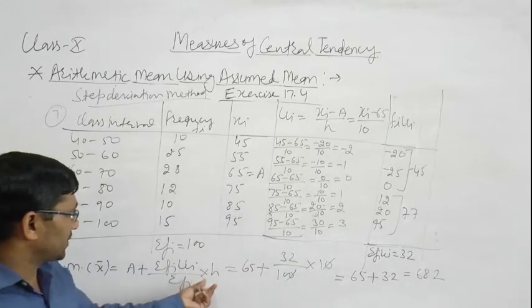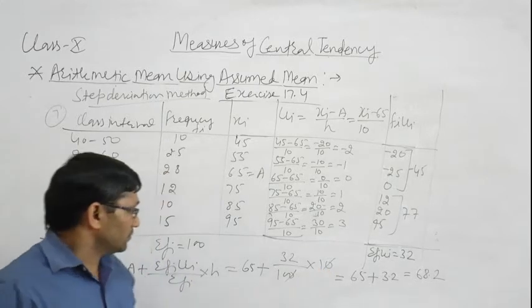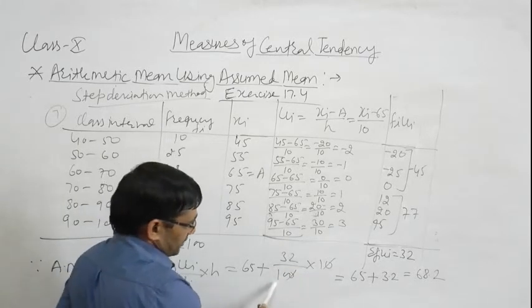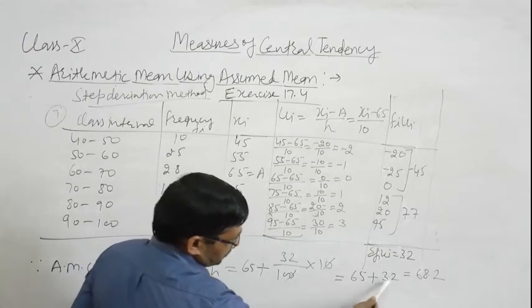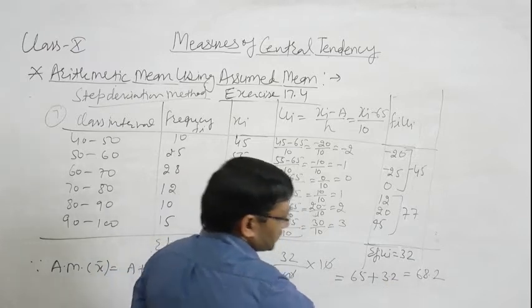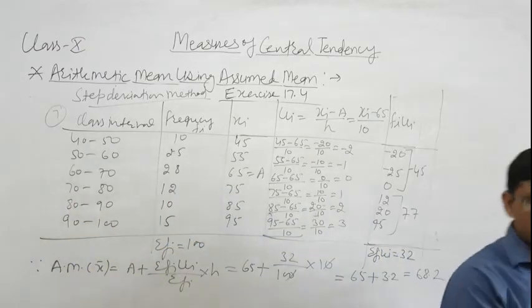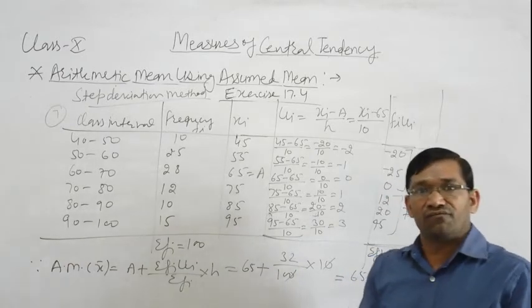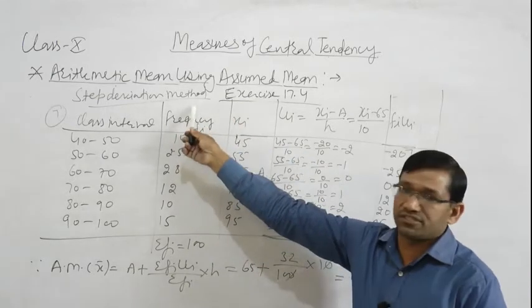10 because this is the class height. The value of class height is 10. So 10 times 100, 65 plus 32 upon 10. 32 upon 10 means 3.2, and the sum is 68.2. So this method is known as finding the assumed mean by using the step deviation method.